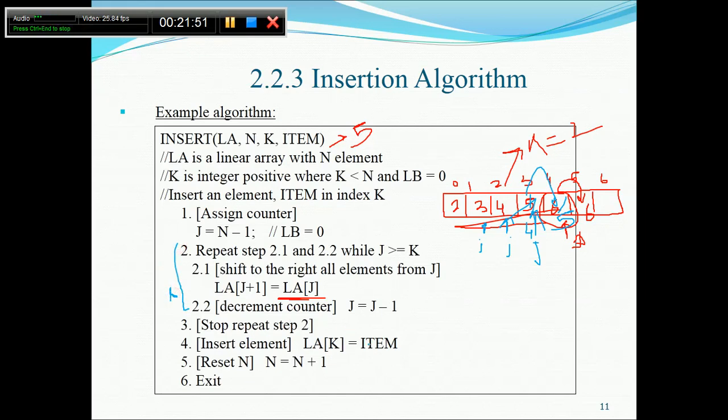Now whatever element you want to store, you store inside LA of k. LA of 2 means you can store an element here, whatever you want to store, and then n is equal to n plus 1. Since the number of elements will now increase to 6, because we already had 5 and inserted one more element, that's why n is equal to n plus 1. That is the idea.